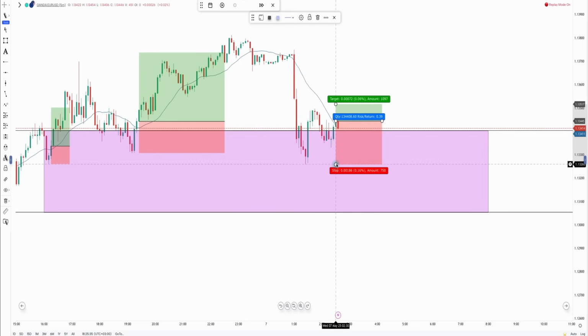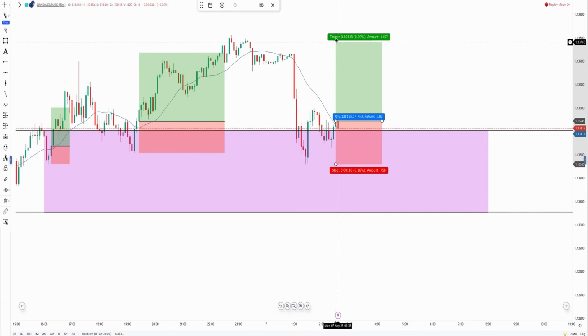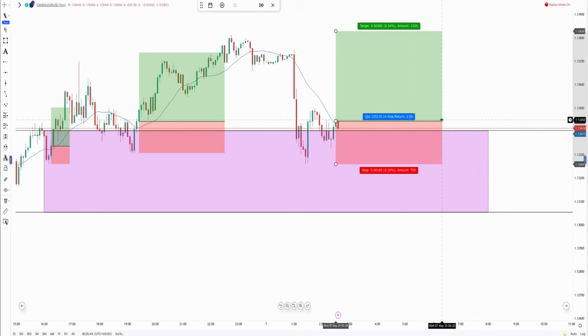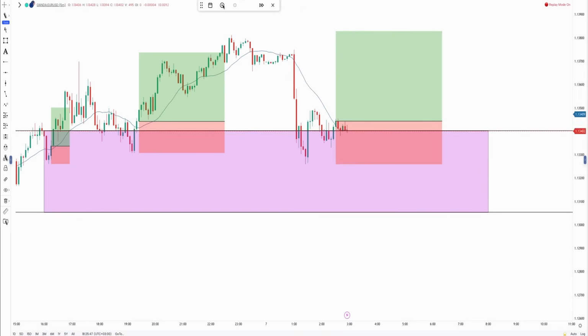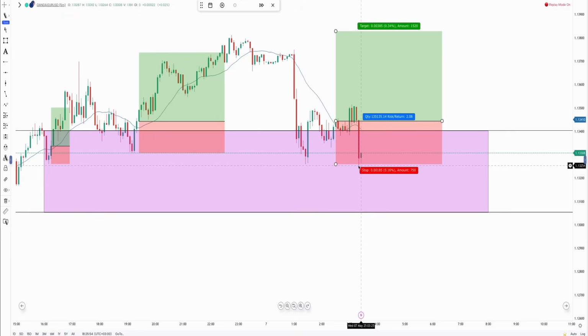Okay, we'll use this one, so we'll target a 1-to-2 risk to reward in this trade. We can move this forward and see if this can play out in our favor. You can see the market goes and stops us out on this one. You can see it spikes down and hits our stop loss.